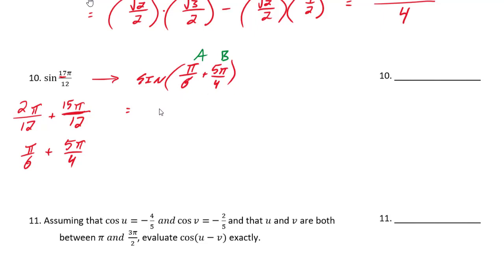Let's just follow the sine sum formula. So it wants me to do sine of the first angle, so sine of pi 6, multiplied with the cosine of the second angle, so 5 pi fourths. Then add that with, this time, sine of the other angle, so the second angle is 5 pi fourths, and multiply that result by cosine of the first angle, pi 6.